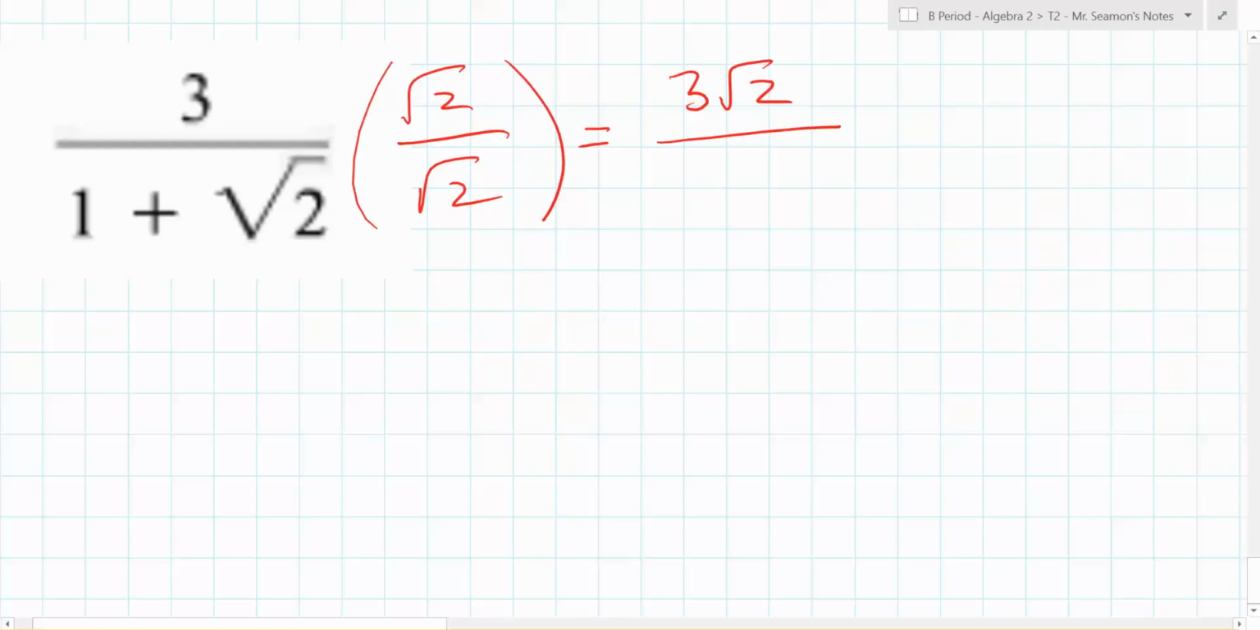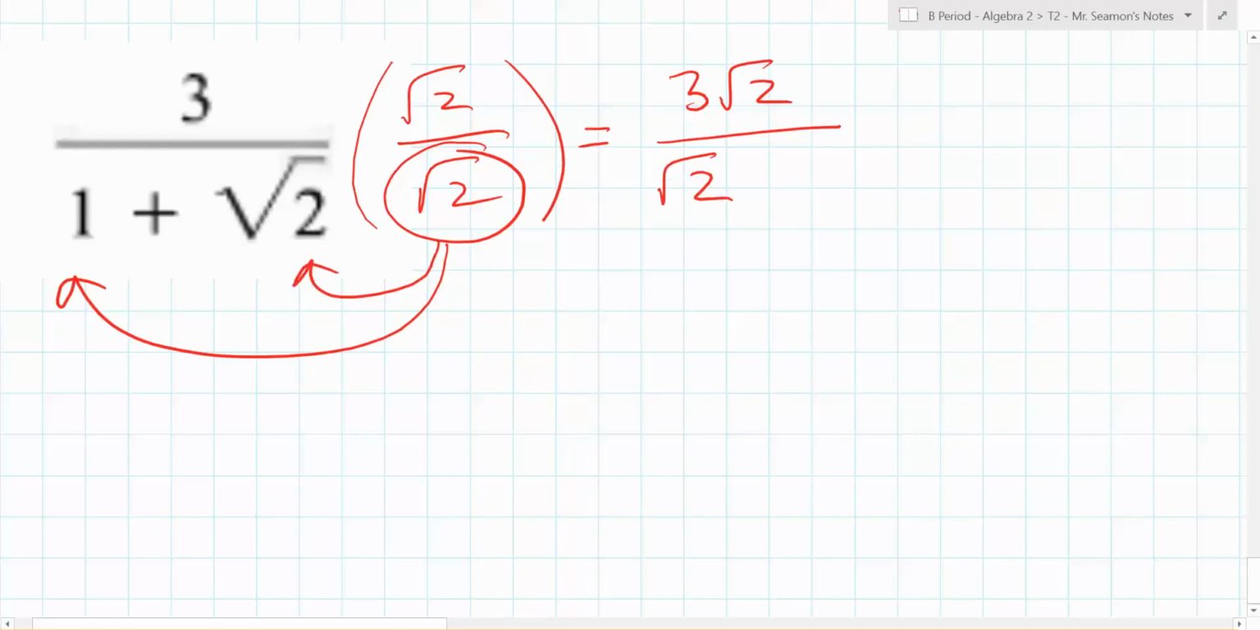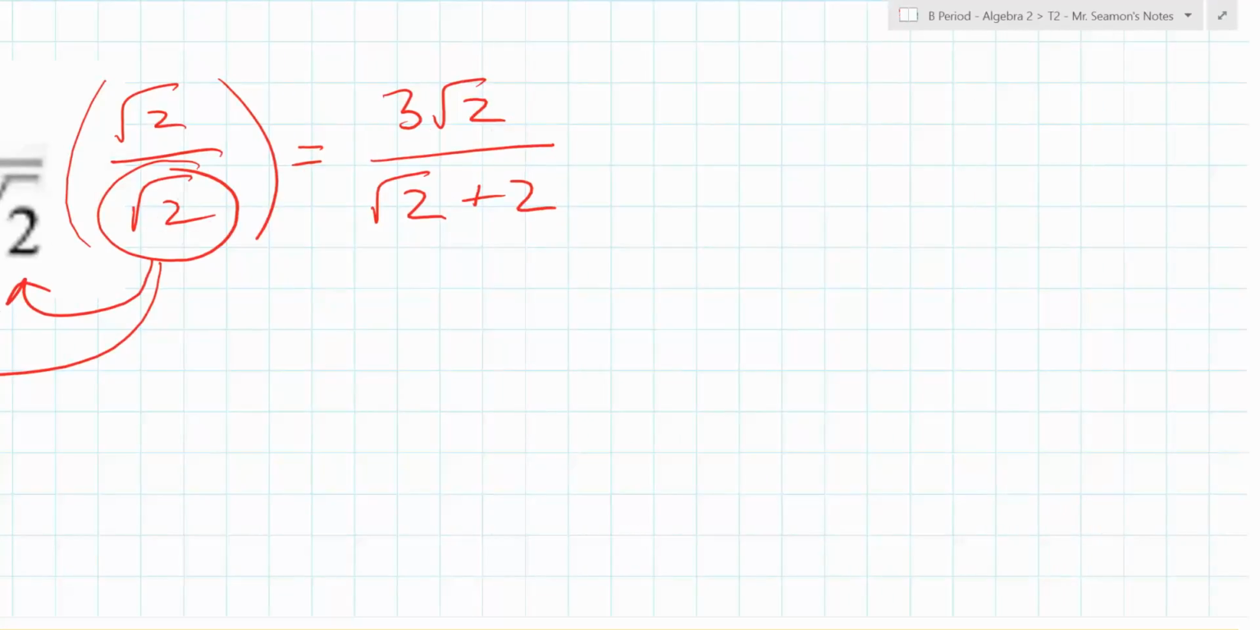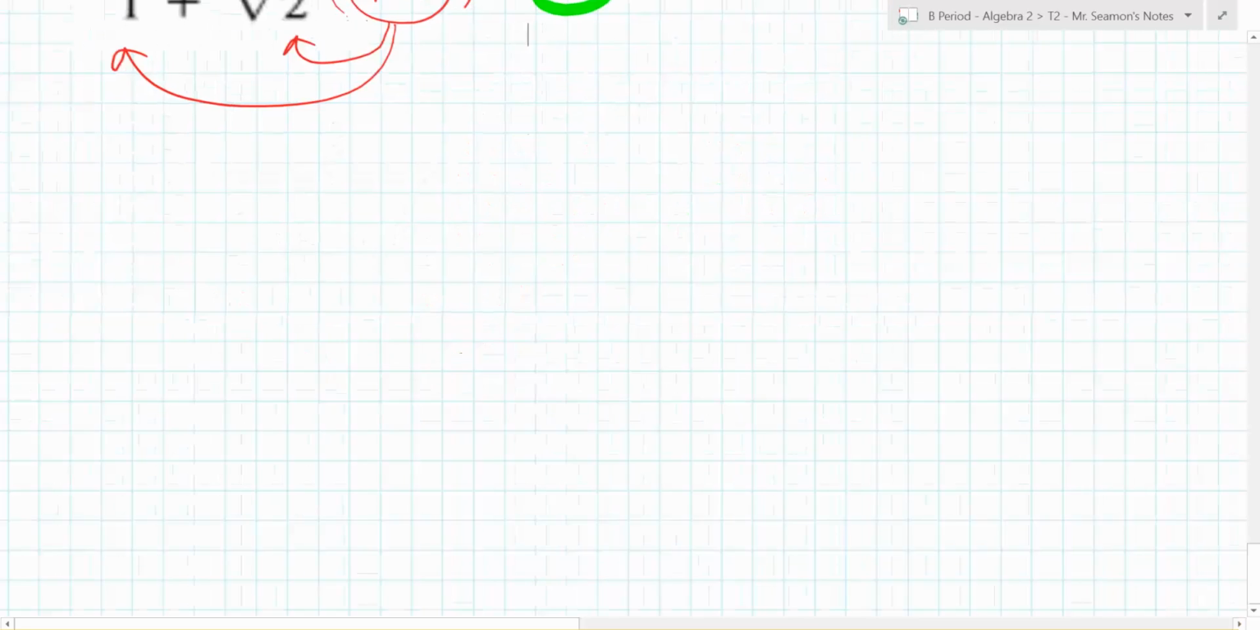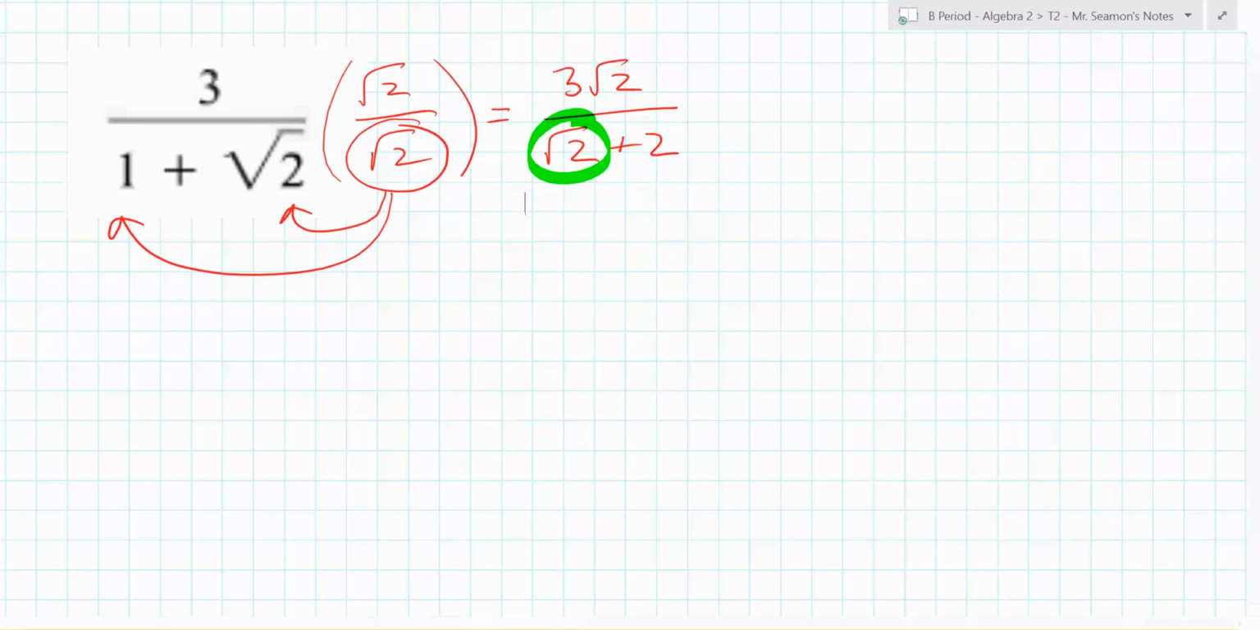What goes on the denominator here? Where do you multiply this root 2? Everything. What's root 2 times 1? What's root 2 times root 2? You need a plus 2. Does that help us? Why doesn't that help us right there? What do we still have in the denominator? Radical. Still have a radical in the denominator. So we have to find a different form of 1 to multiply by.